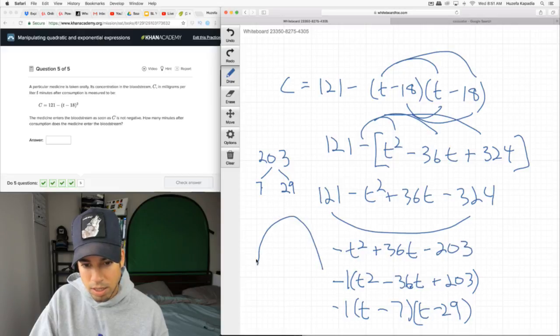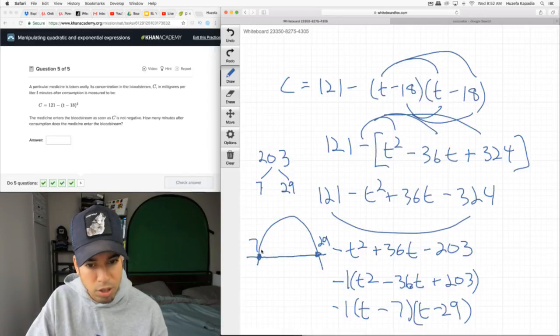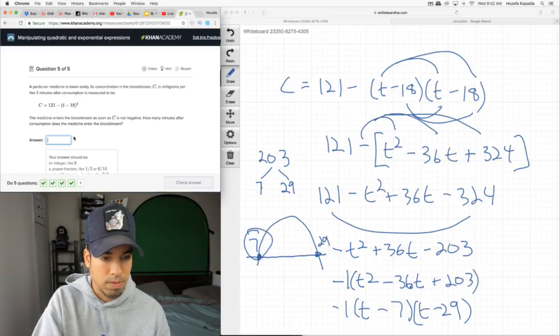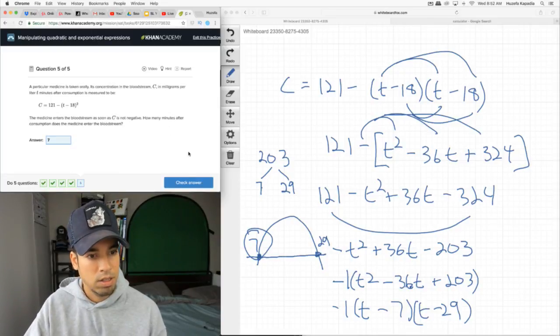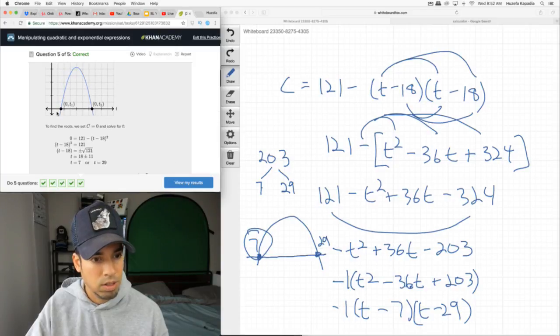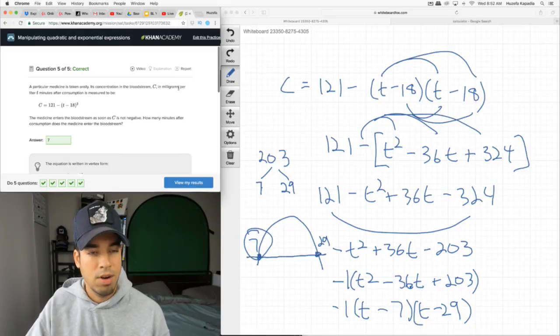Remember I said it went like this, and this is the first point where it crosses, at 7. This is the second point where it crosses, at 29. The question is asking how many minutes after consumption does the medicine enter the bloodstream? It enters the bloodstream when it's positive, so it's right here, after 7 minutes. All right, that is a really hard problem. That's correct. Okay, cool. So there it is: 7 and 29. Boom. All right, excellent.